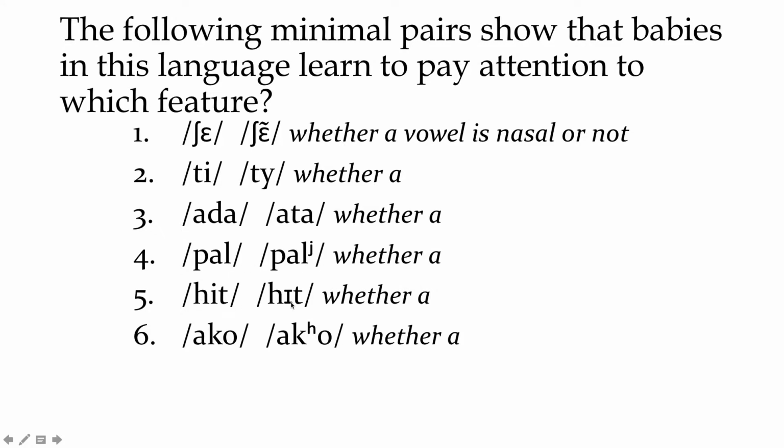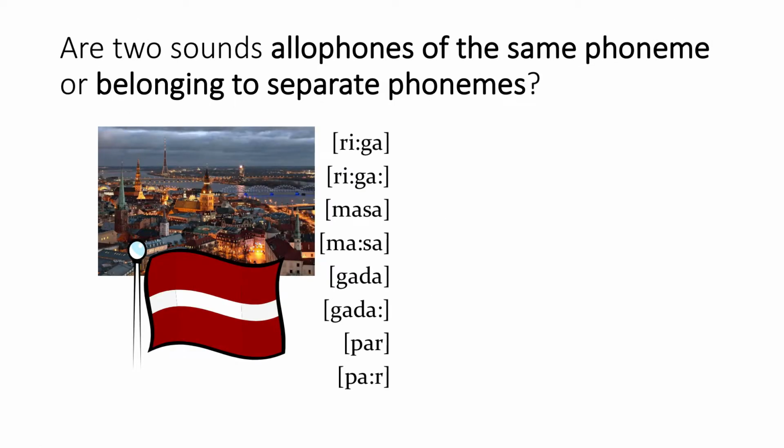And then here in this one, the baby would have to grow up paying attention to whether a vowel is tense or lax, or whether this consonant is aspirated or unaspirated. Those phonetic distinctions are used to make a minimal pair a meaningful phonemic contrast in this language.